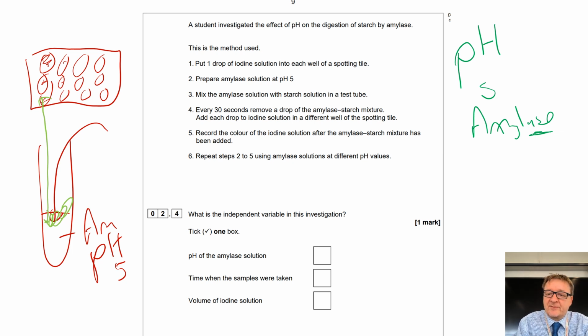What was the independent variable? Don't mess in class. So dependent, independent: what am I changing? I'm changing the pH. That's what I'm doing in between each one. I start with pH 5, and then I work my way along.